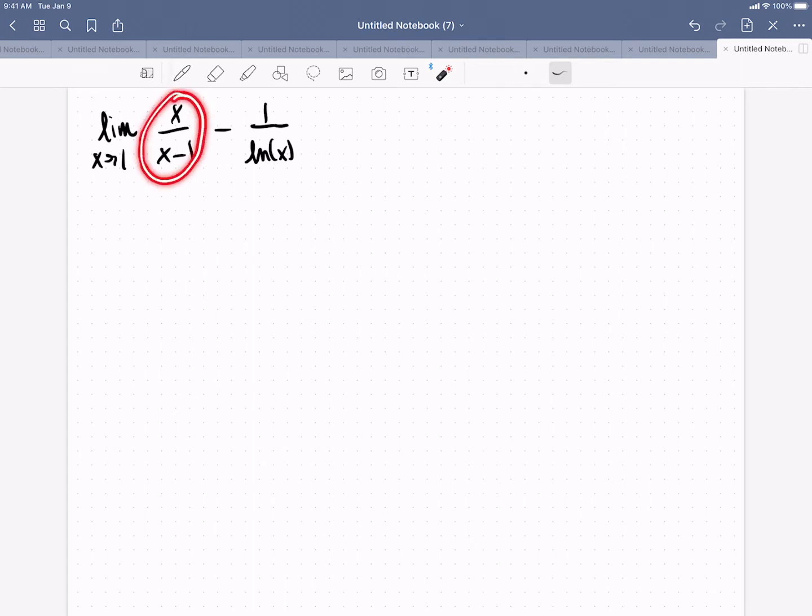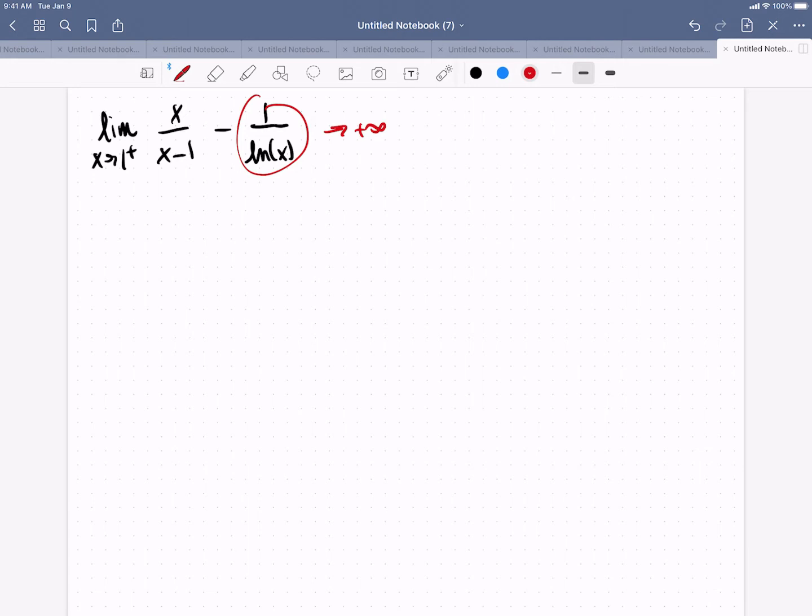We'll see that this is going to infinity and this is going to infinity. To see that, notice here x is going to 1, and let's say this is going to 1 from above. Here, x is going to 1 from above, so log x is going to 0 from above. So this whole thing here is going to positive infinity.